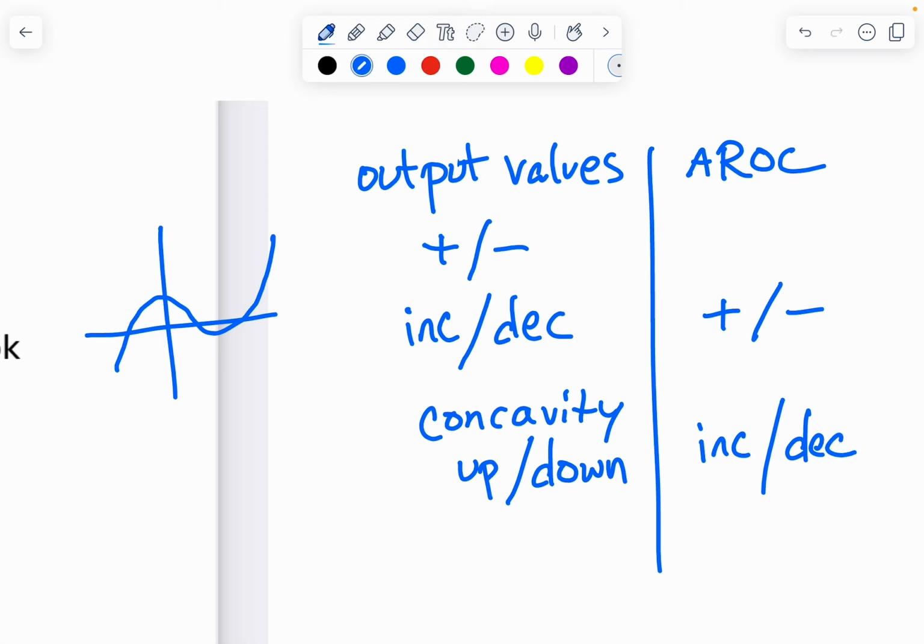So what I would suggest you do is when you start seeing any average rate of change problems, write this little table on your scratch paper, okay? And remind yourself, what are they talking about? Are they talking about output values? Or are they talking about the average rate of change? So when they say, is it increasing or decreasing, what are we talking about? Talking about the average rate of change increasing is different than talking about the output values increasing. So draw this, write this out. I think this will help, or come up with something similar that works for you.